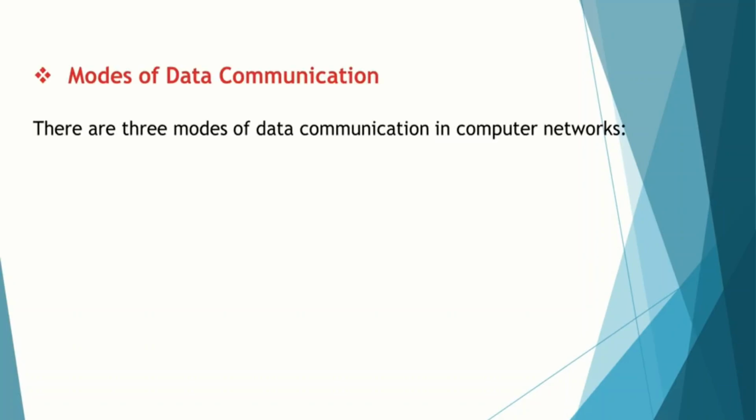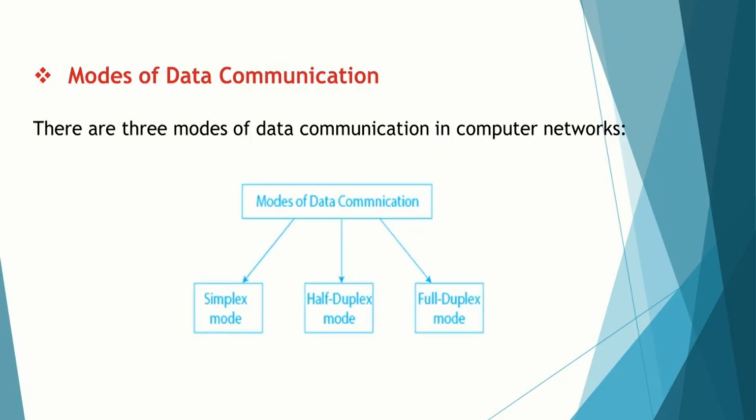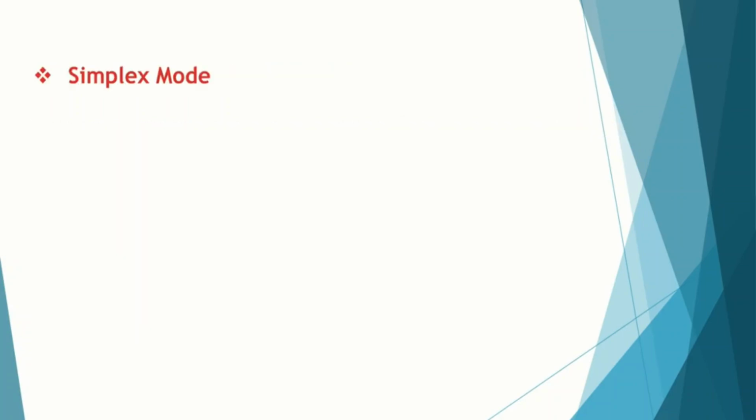There are three types of modes in the data communication. First one is simplex mode, second one is half duplex, and third one is full duplex. The first mode is simplex mode.